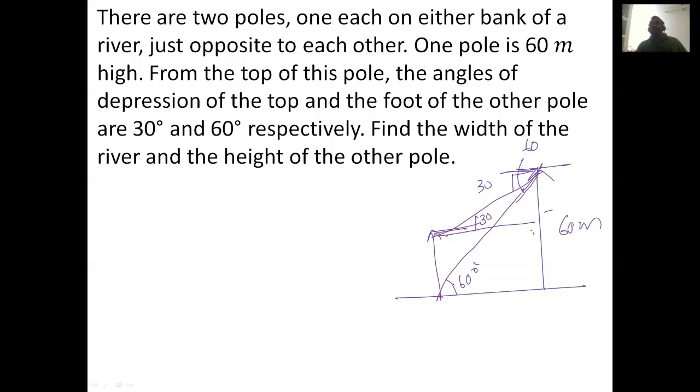Find the width of the river and the height of the pole. So the width of the river is this x, and the height of the pole is this, it is y. So this is equal to y up to here, and this distance will be 60 minus y. So there are two triangles. We have to somehow get the values of x and y. Let us take the first triangle in which we have got 30 degree.